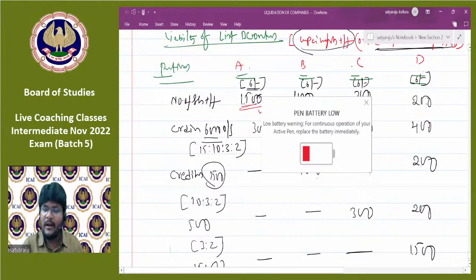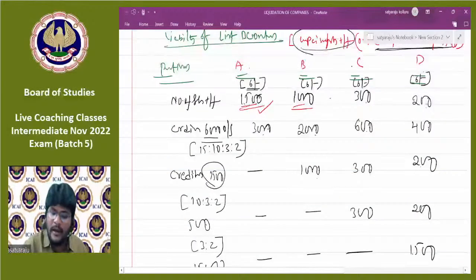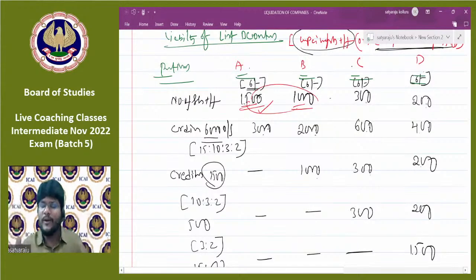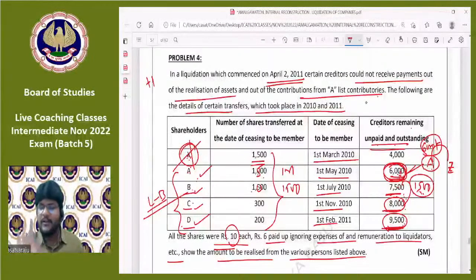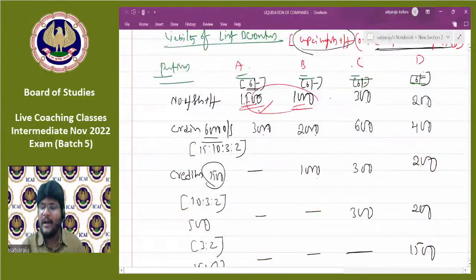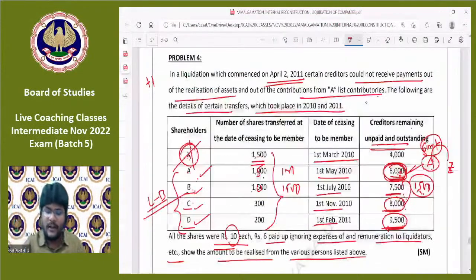But you can take the alternative. What is that alternative? A is holding 1,000 shares. B is holding 1,500 shares. Based on that, please complete the problem as an HW. The original problem is an HW, guys. I made the answer on the assumption that A is holding 1,500, B is holding 1,000 shares. Is it okay, all of you? The concept is same, guys. Concept is same. Don't worry.